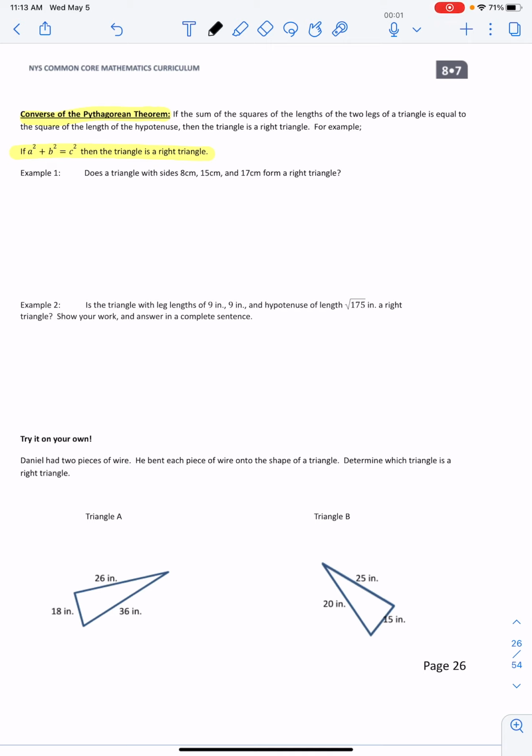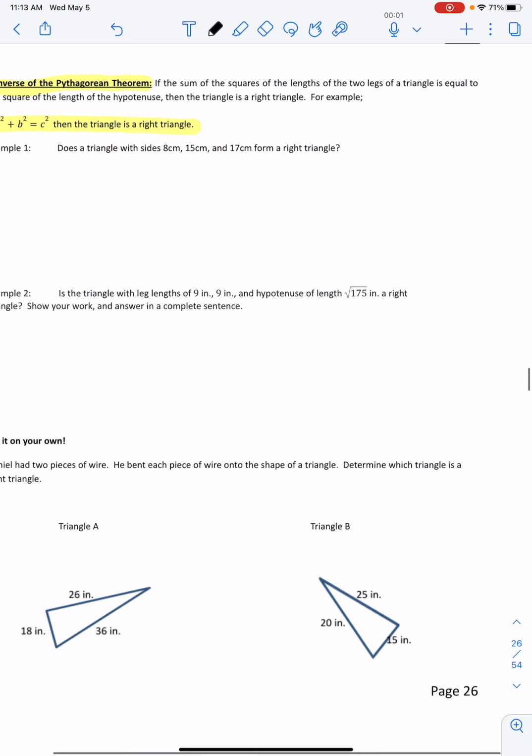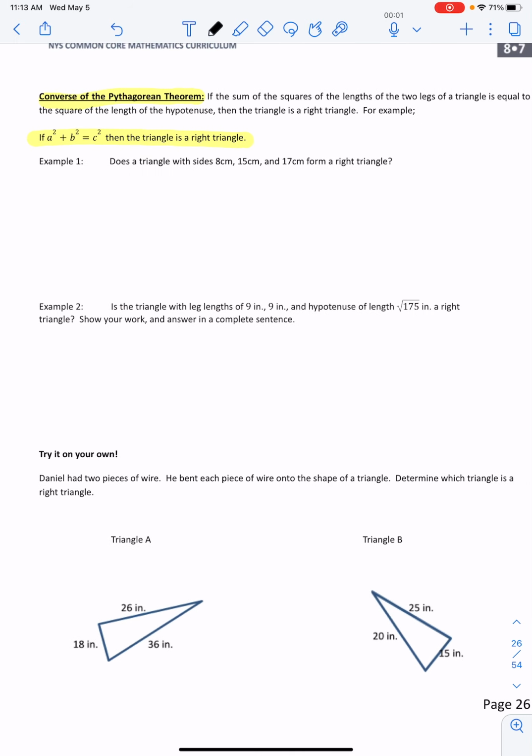So it says, does a triangle with the sides 8 cm, 15 cm, and 17 cm form a right triangle? Well, we've got to find that out. Notice 17 is the highest, therefore it should be the hypotenuse, or C. So we are going to use a squared plus b squared equals c squared. We are going to use 8 squared plus 15 squared, and we need to know if that equals 17 squared.